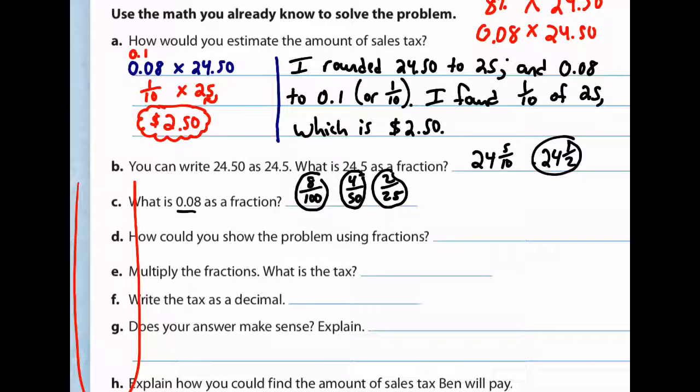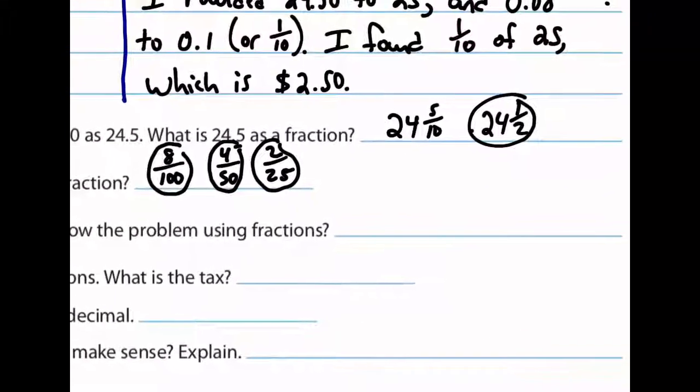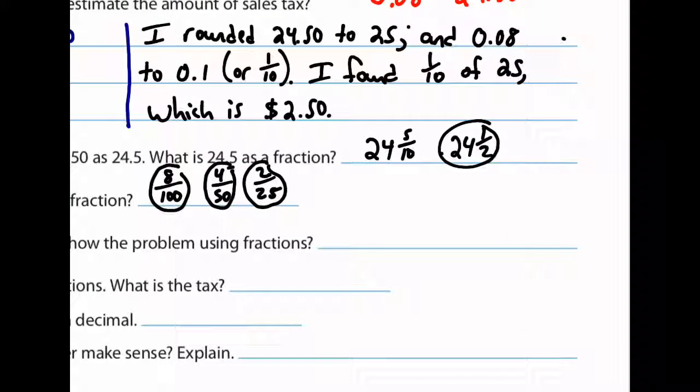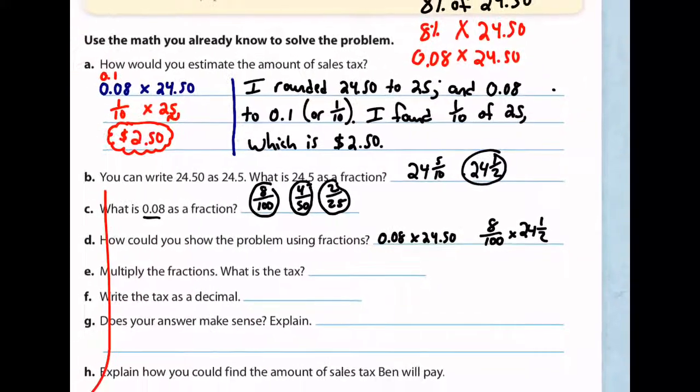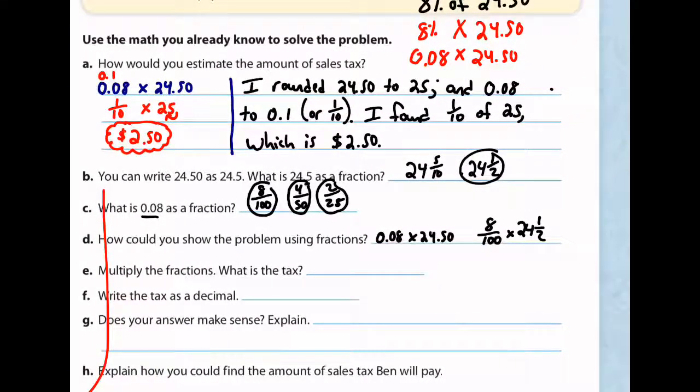D says, how could you show the problem using fractions? So in this one, instead of doing 8/100 times 24.50, you could show this as 8/100 times 24 and a half. Okay?